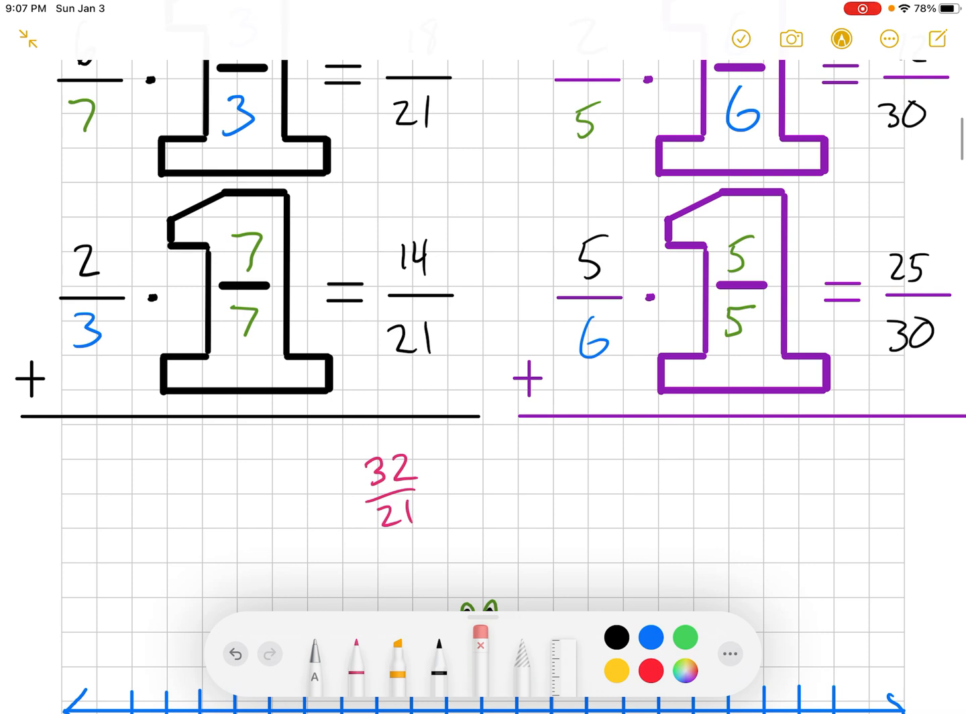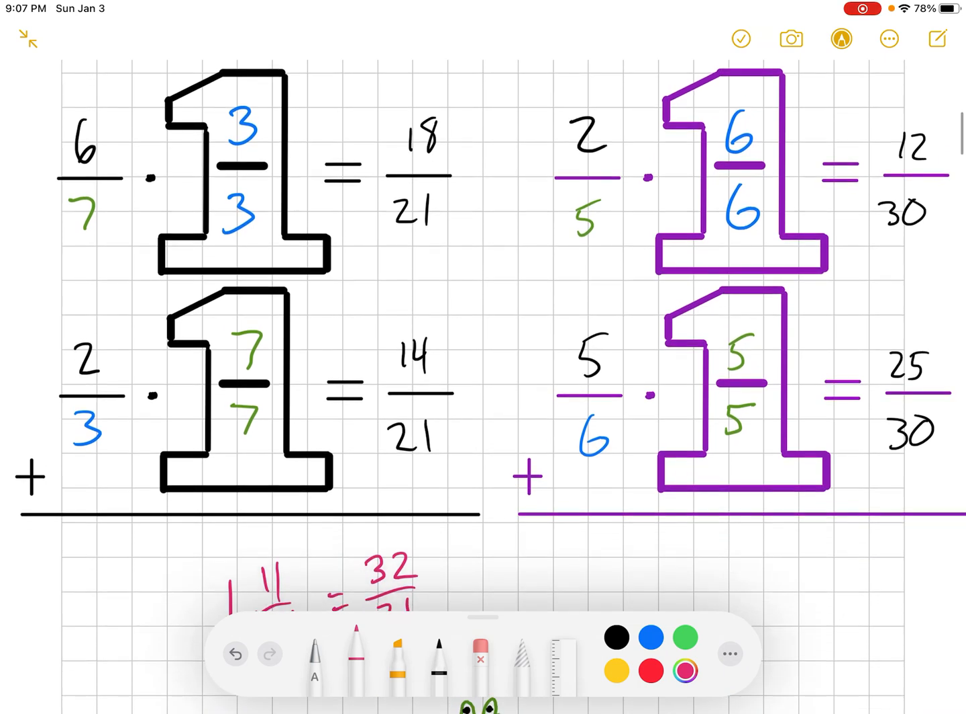32/21 is also equal to, oh, I hit the eraser, 1 and 11/21. Okay, and that's simplified as much as possible. Over here on the right in the purple, I also did the same concept, but I have 12/30 plus 25/30, and that is 37/30, right? Also would be 1 and 7/30. Okay, make sure you reduce as much as possible. So 37/30 is a good answer, or 1 and 7/30. It does not have to be a mixed number.